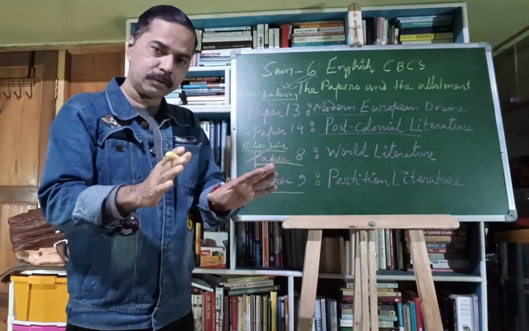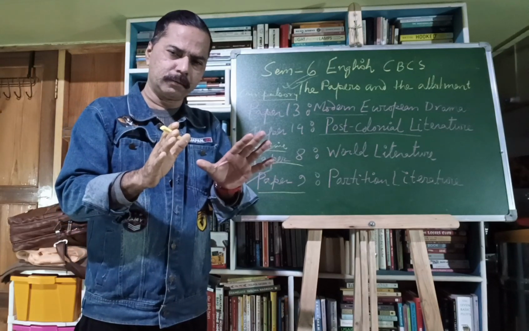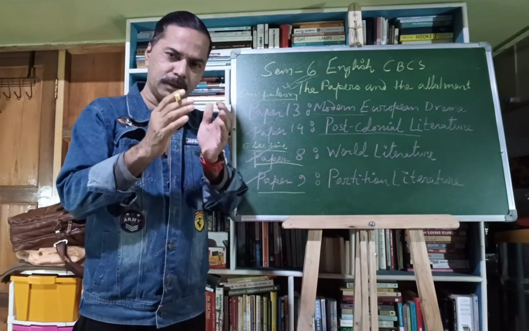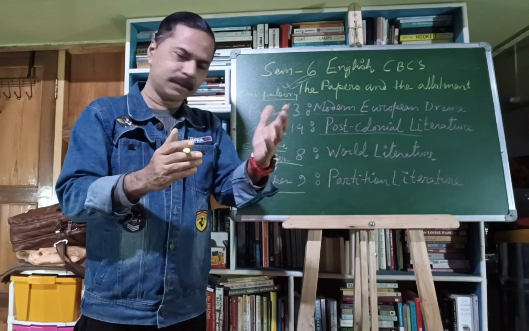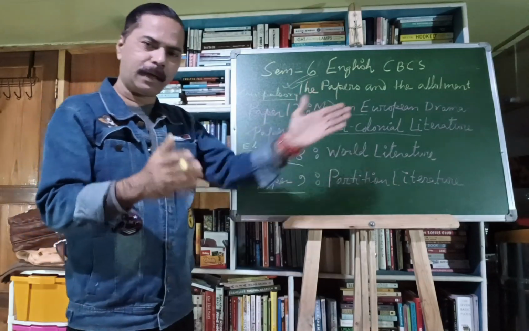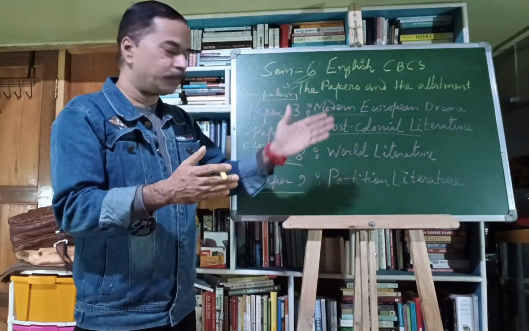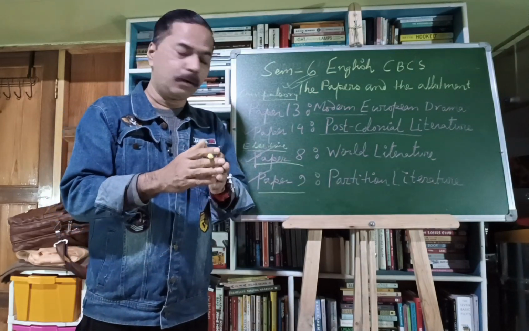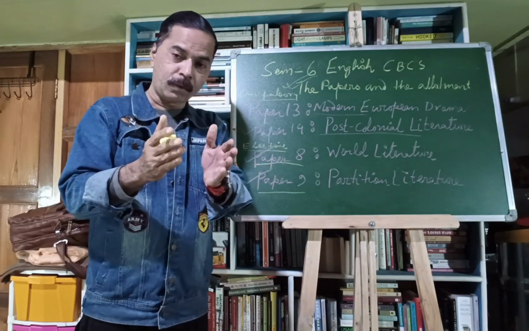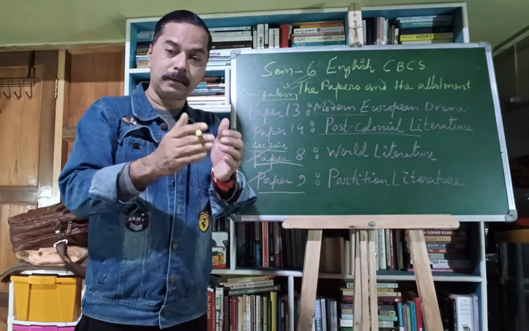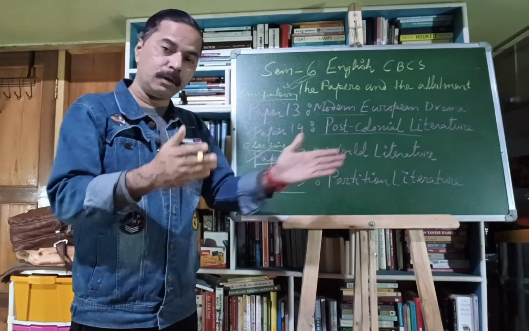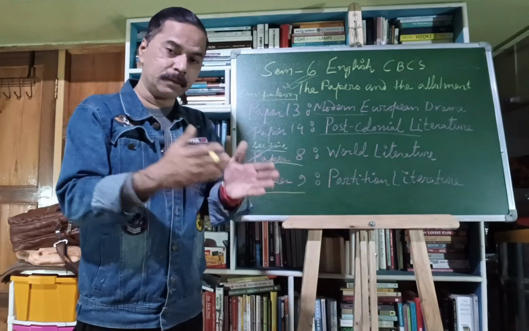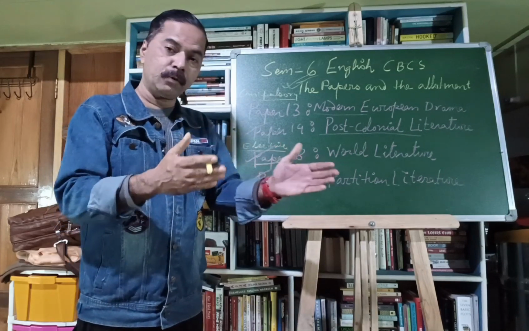So this is the course. We shall discuss it in our classes as we move forward. This is only the first class. The best is yet to be. I repeat: on modern European drama, we shall be doing Bertolt Brecht's The Caucasian Chalk Circle. On post-colonial literature, we shall be doing Pablo Neruda's 2 poems, Tonight I Can Write and The Way Spain Was. On world literature, I shall be doing A Bend in the River, the novel by V.S. Naipaul. And finally, partition literature, the novel by Amitav Ghosh, The Shadow Lines.